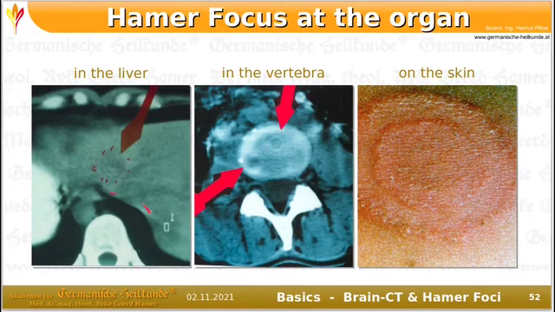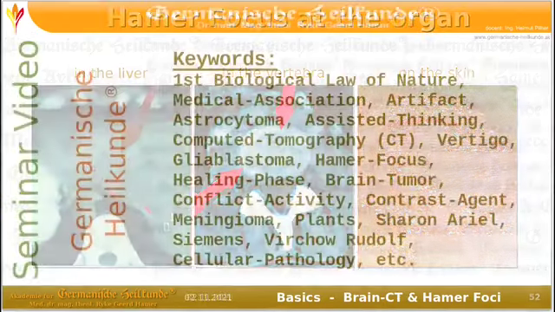A look into the brain CT is a look into the depth of the soul of the human being. One can see precisely where the problem is hidden. And since Germanische Heilkunde applies equally to the animal, we now also understand the language of the animal.